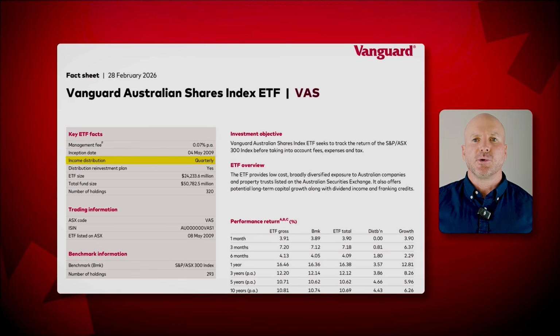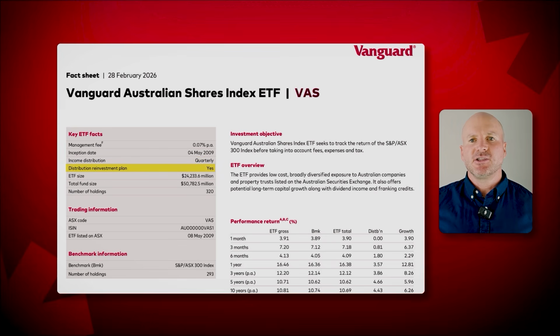Then there's income distribution. This is the cash the ETF pays investors from the investments inside the fund. If companies in the ETF pay dividends or the bonds in the fund pay interest, the ETF can pass that income on to investors as a distribution. These are usually quarterly, semi-annually, or annually. This matters more if you want regular income and less if you're focused on long-term growth and reinvesting those payments. Not every ETF will pay much, though, and some may pay little or nothing at times.